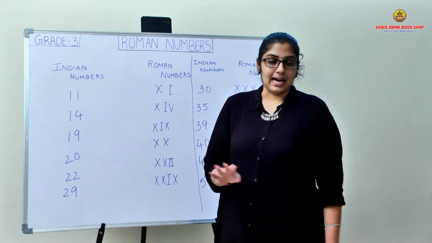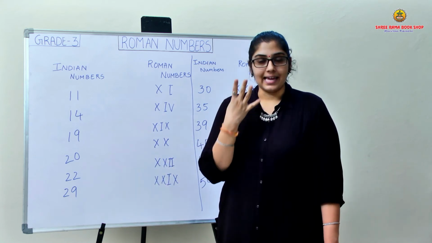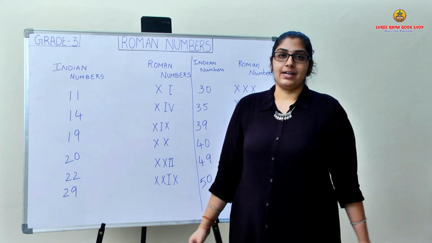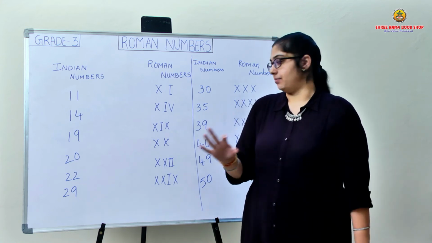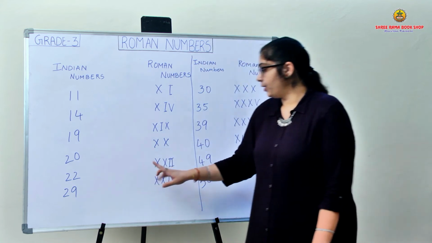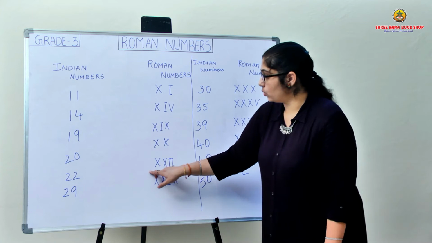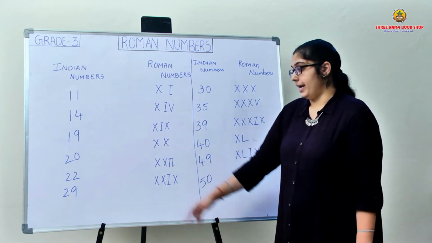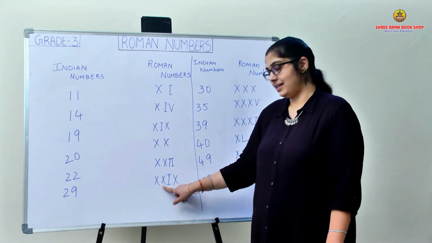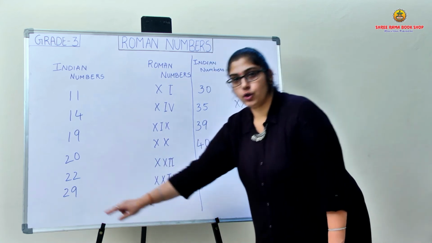But for 40, I cannot write X four times, because rule number 2 states that you can only write a symbol up to 3 times. Now I am going to 22. 22 is represented as XXII. And for 29, XXIX. So X and X are 10 plus 10, 20, and IX is 9, so I get the value 29.